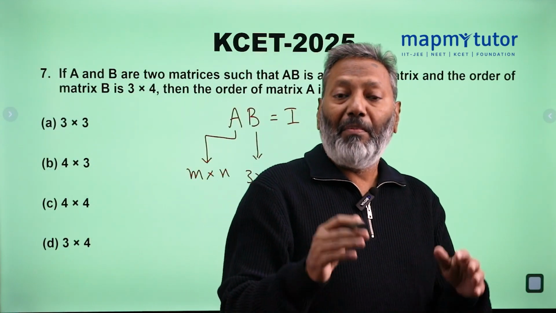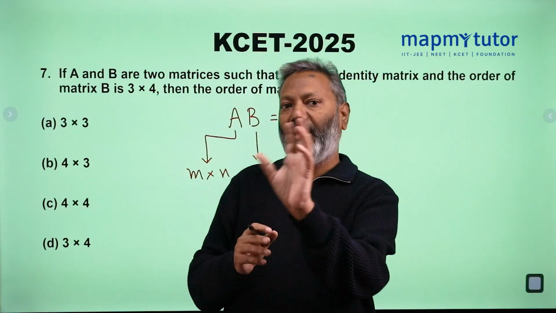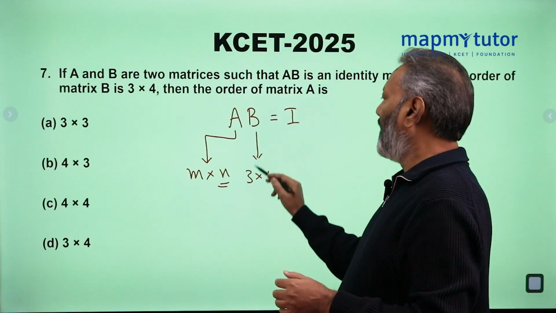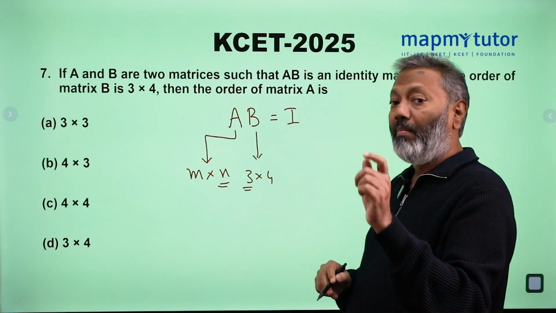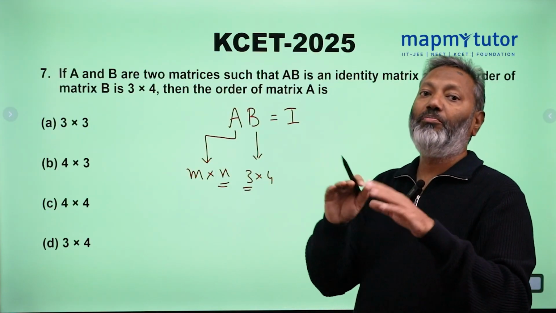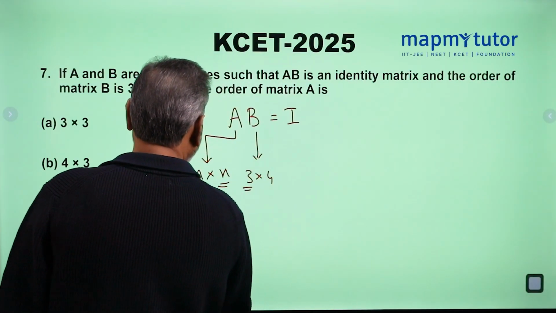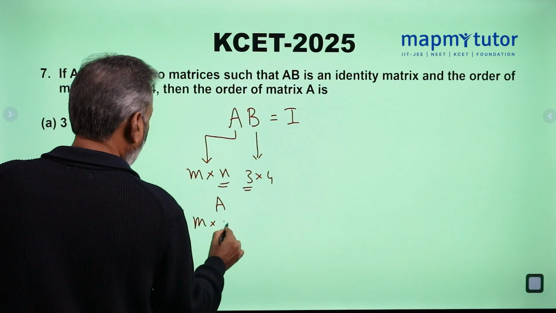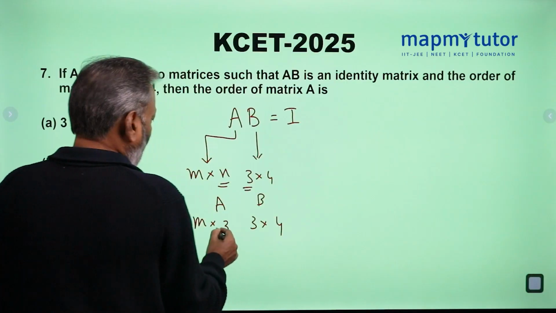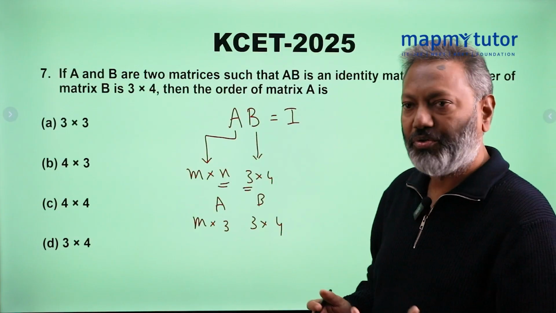You know the matrix multiplication rule. What is that? Matrix multiplication of two matrices is possible only when the number of columns in the first and number of rows in the second must be equal. That means this N and 3 must be equal, otherwise A into B is not possible to define. That's why A must be what? M cross 3. And B is already fixed, 3 cross 4. So, what about M? M is not known, of course.